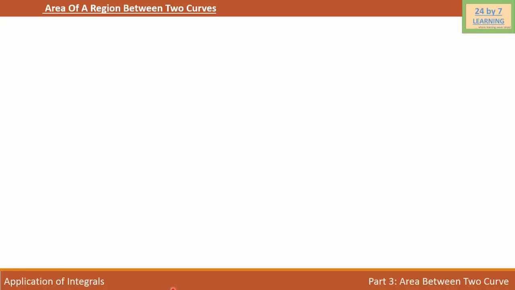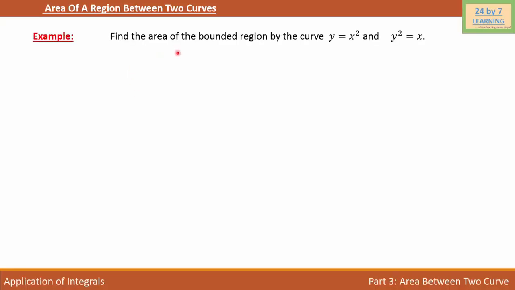Area of a region between two curves. Example: find the area of the bounded region by the curves y is equal to x squared and y squared is equal to x. It is given that y is equal to x squared.